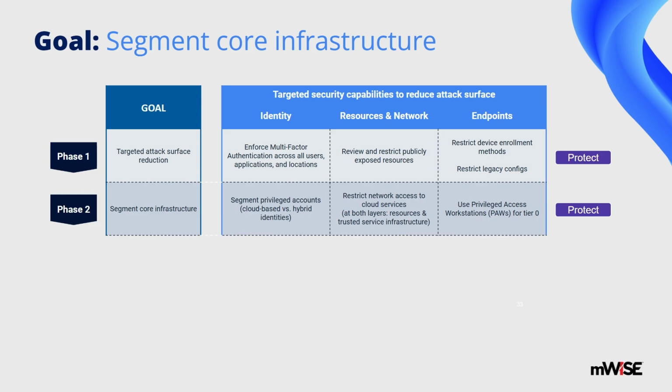At the resources and network level, restricting network access to cloud services. We want to restrict access to cloud administration portals, password reset portals, as well as trusted service infrastructure administration consoles. A console to your EDR or to your privileged access management solution should not be accessible from any network. And at the endpoint level, start to build and use privileged access workstations, at least for all administrative functions across your tier 0 assets. The main goal of phase 2 is to minimize the exposure of our critical and most sensitive components of our infrastructure.